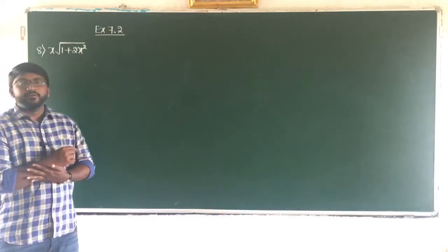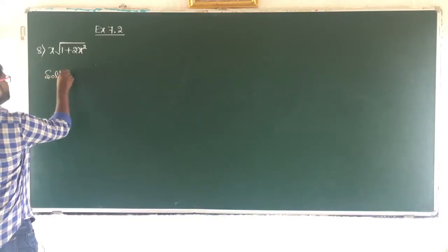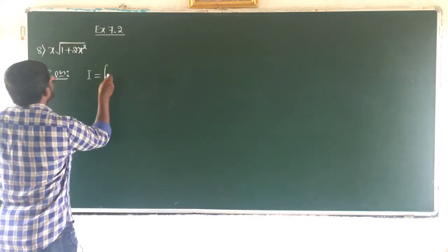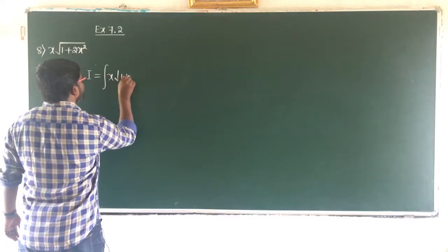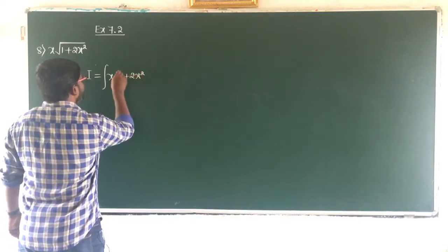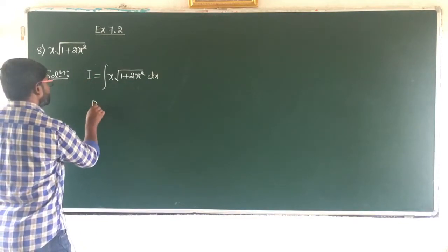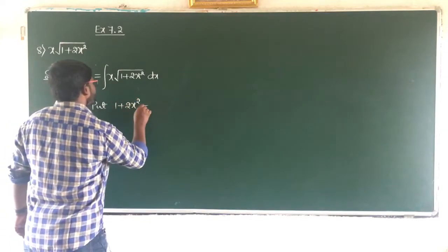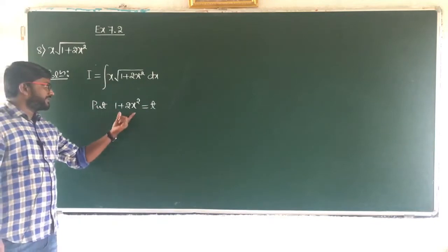Well, the next question is x into the square root of 1 plus 2x square. I take this as I, which is equal to the integral of x into the square root of 1 plus 2x square dx. So now put 1 plus 2x square equal to t. Now differentiate both the sides.